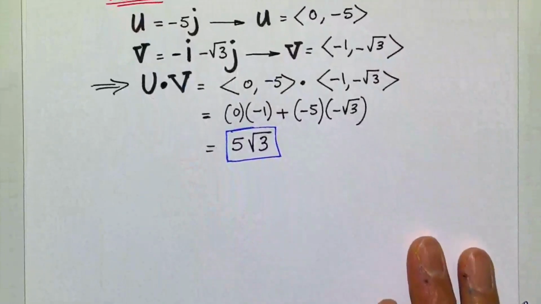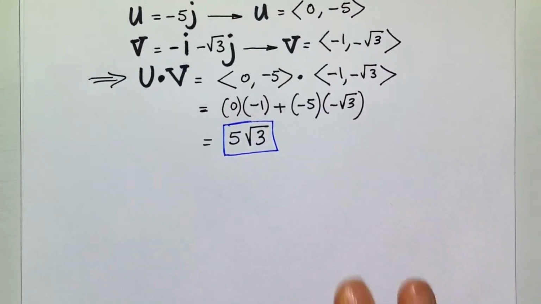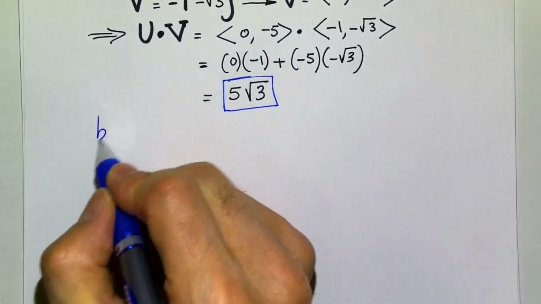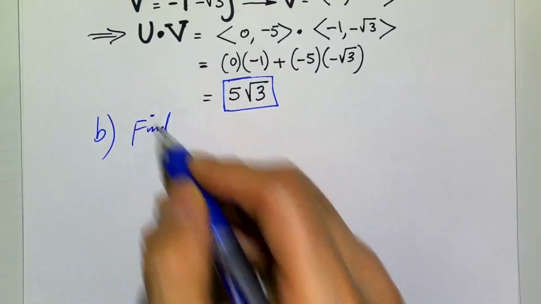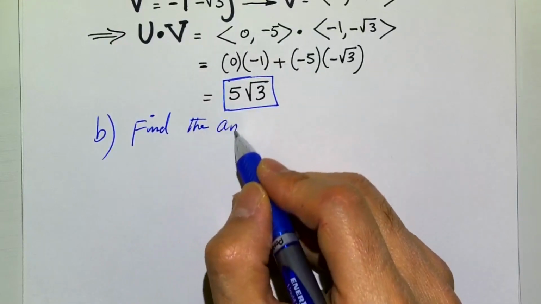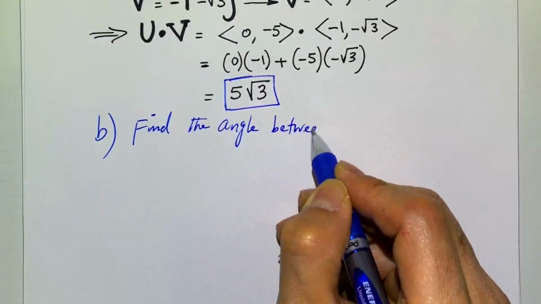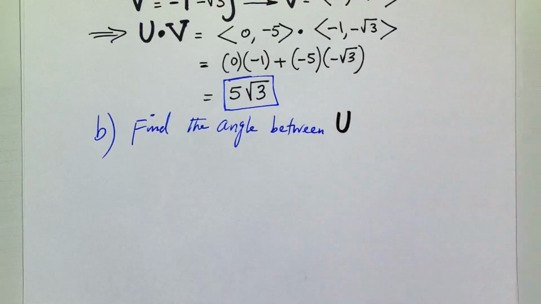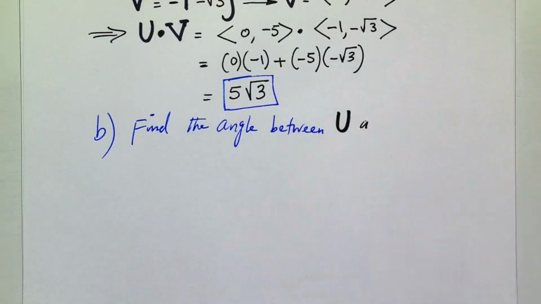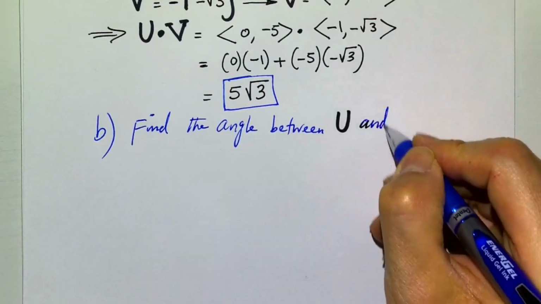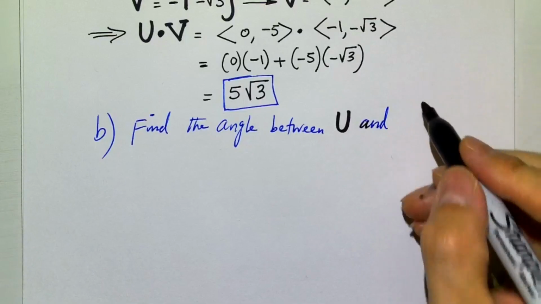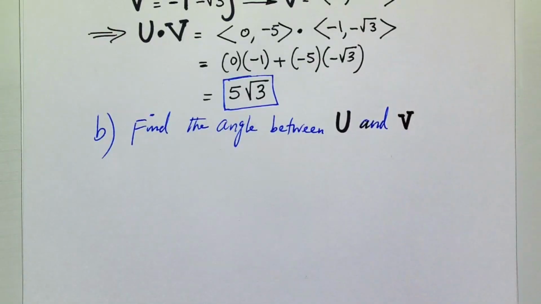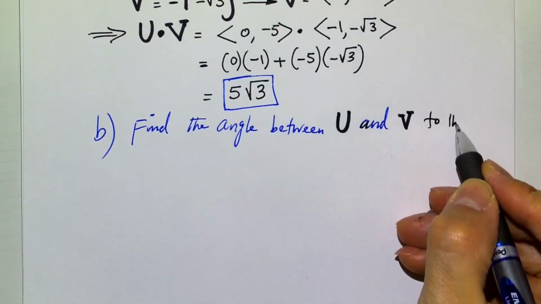And then, of course, the next thing we have to do, for part B, is find the angle between those two vectors. So let's do that. So find the angle between u and v. And we want to do this again the same way we did it in the previous example. We want to do it to the nearest degree.